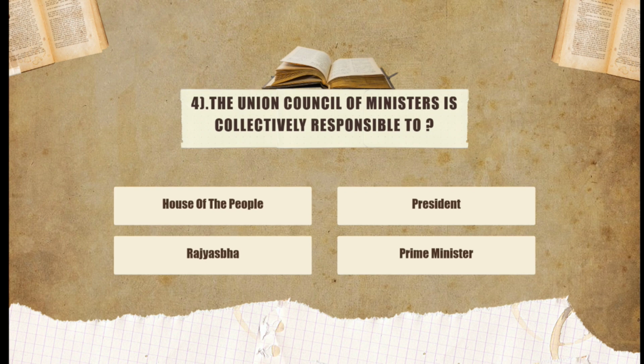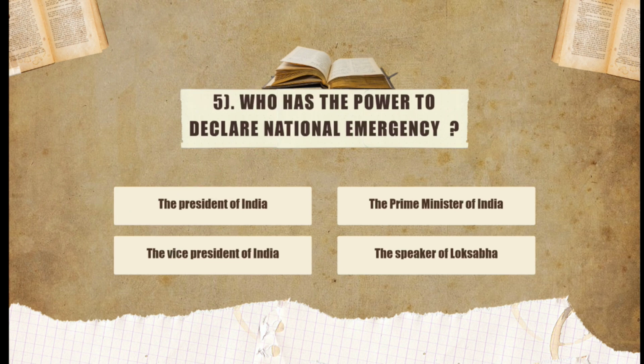The correct answer for question number four is that they are all collectively responsible to the House of the People, or Lok Sabha. Okay. Next question, question number five. Who has the power to declare a national emergency?